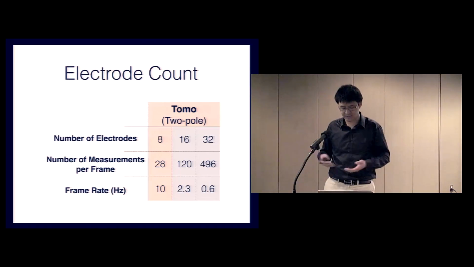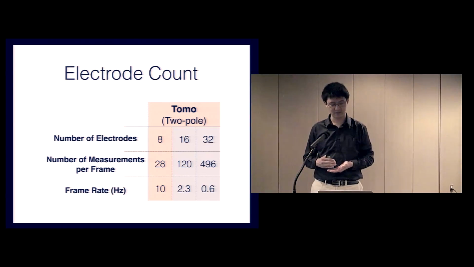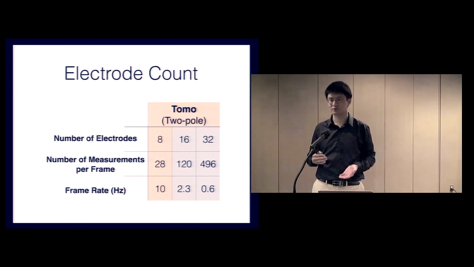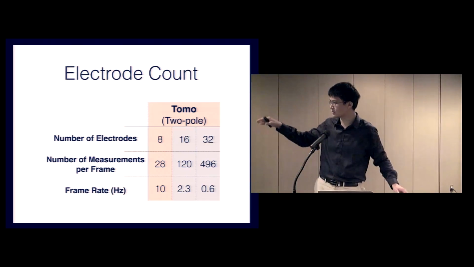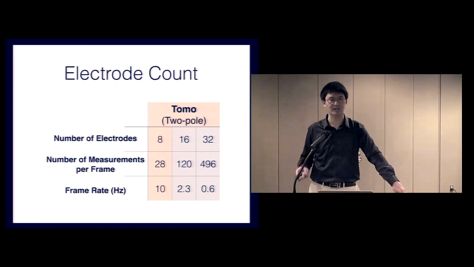But again, the trade-off is that the number of measurements increases as the square of the electrode count. So Tomo could only obtain around 250 measurements per second, and that made 16 and 32 electrode configurations very slow. As you can see from the bottom row, the frame rate would drop to 0.6 frames per second, which is just not fast enough for interactive uses.